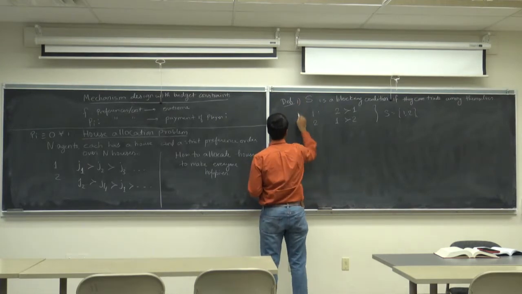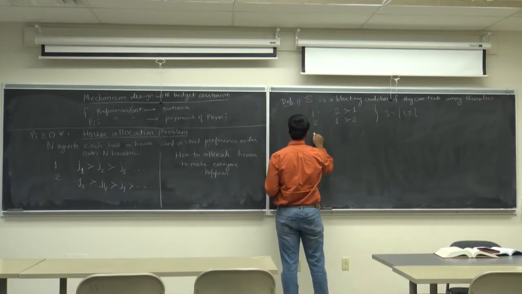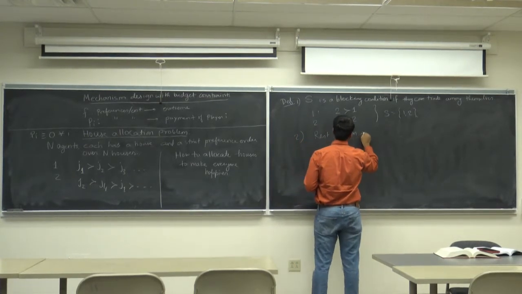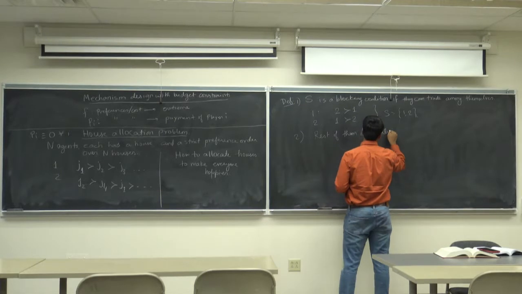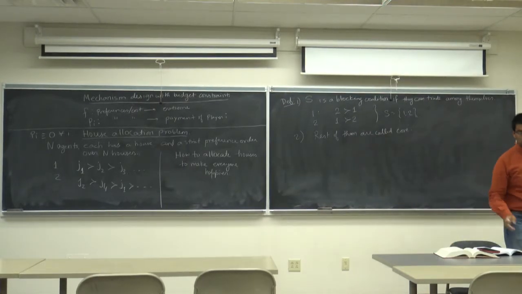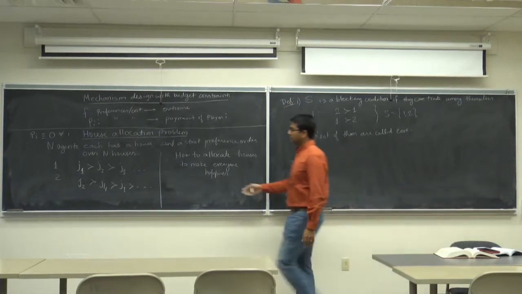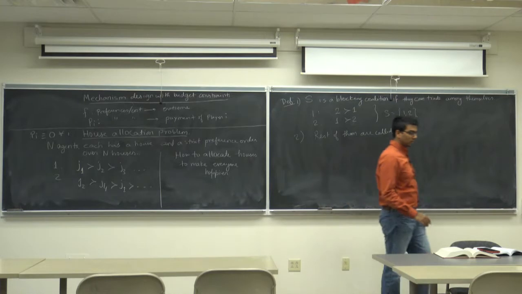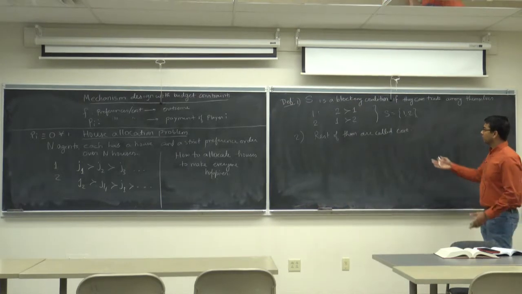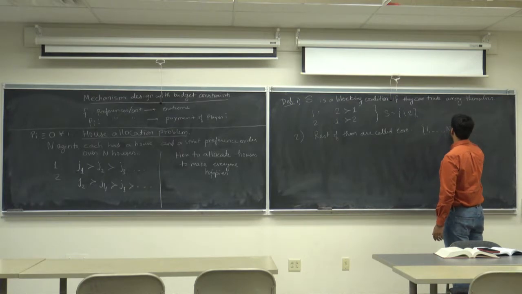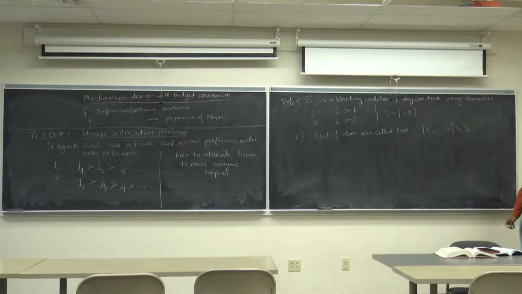And then, so that's one. And the two is the rest of them, which are called the core. Okay? So you have this set of agents, 1 to N. You have a blocking coalition S, and the rest of them would be called the core. So N, 1 to N minus S would be called the core.